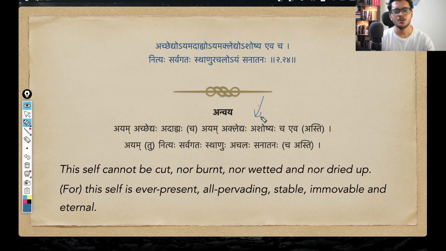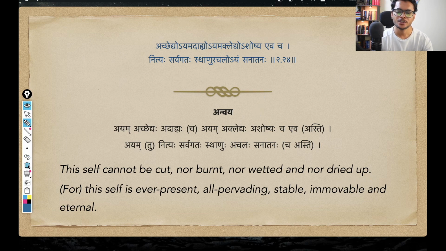So with this now we come to the Anvaya, the translation. Let us quickly go through that also. So Krishna is saying, Ayam achedyaha, the self cannot be cut. The self is adahyaha, it cannot be burnt. It is akledya, nor can it be wetted. And it is ashoshyaha, nor can it be dried up.